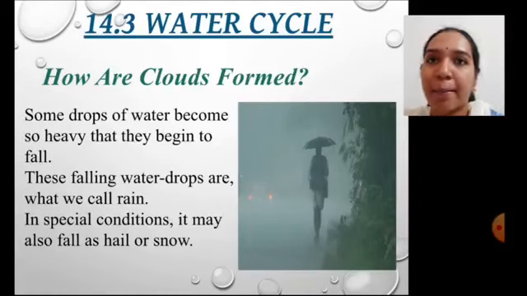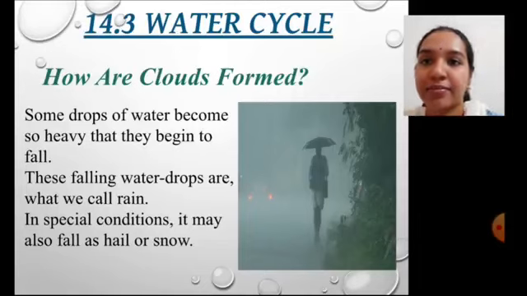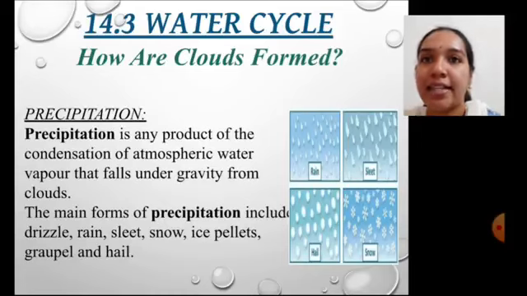This water becomes so heavy in the clouds and falls back on earth as rain, snow or hail, etc. And this process is known as precipitation. Precipitation is the product of condensation of atmospheric water which falls back to earth due to gravity from clouds.